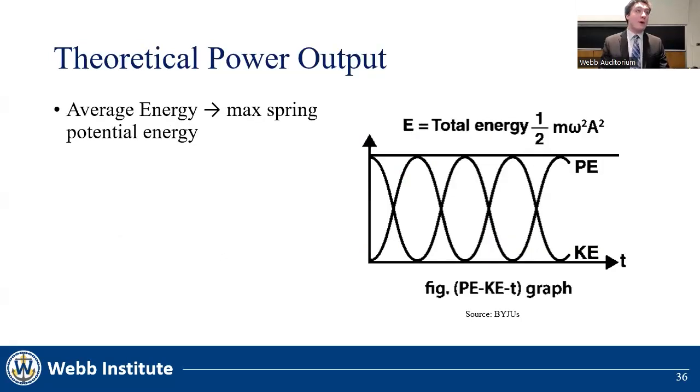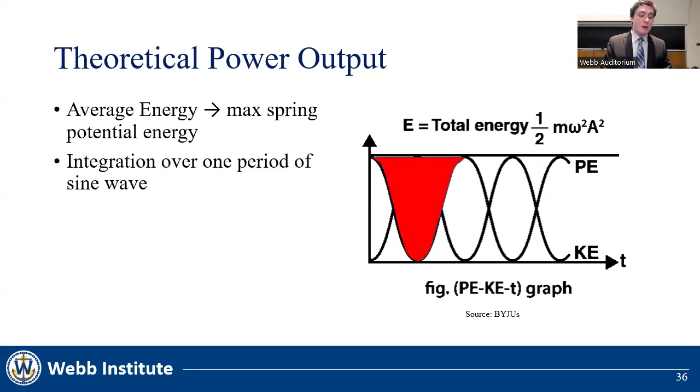To calculate the theoretical power output of the system, we took the average energy of the system to be the maximum potential spring energy. This is because in a simple harmonic system, the potential energy and kinetic energy oscillate between one another, and at the maximum excursion, or the maximum amplitude of oscillation, the entire energy in the system can be assumed to be the potential energy, as there's no kinetic energy at the ends of its motion.